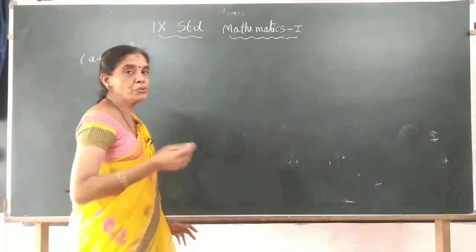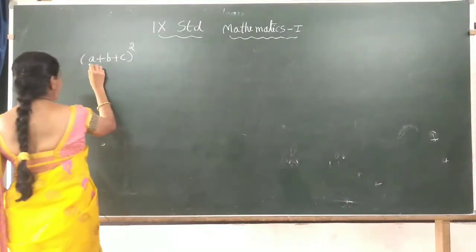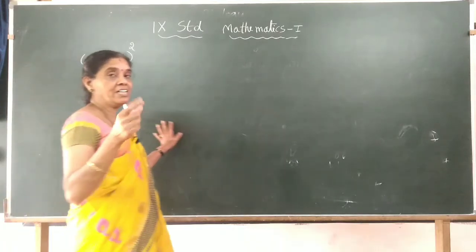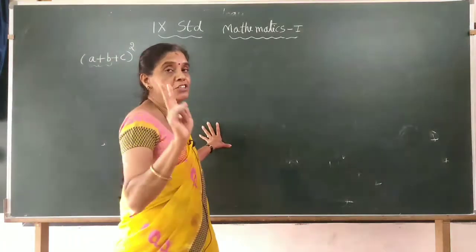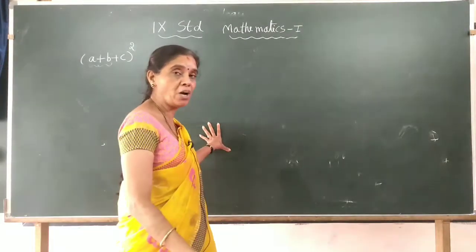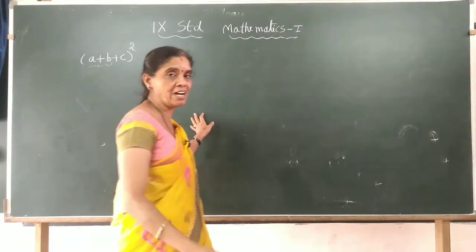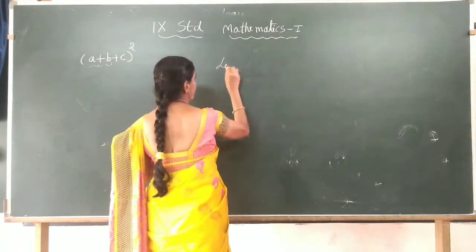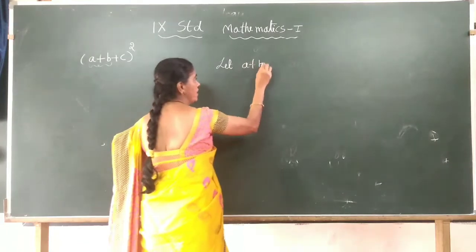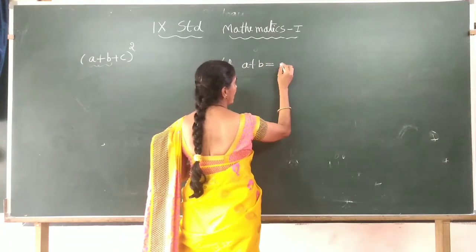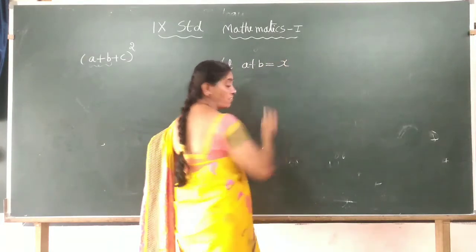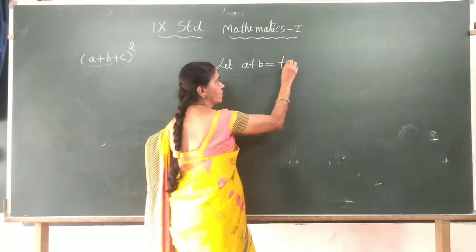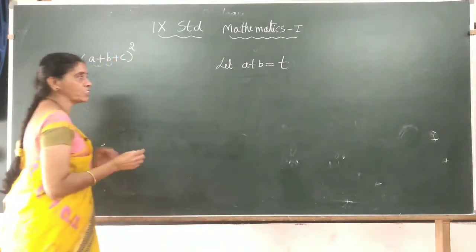Now what I will do, I will take a plus b as one single term, because I know only the identity of two terms, the square of a binomial. I will use it to get the answer. So let a plus b be equal to, say, x. X you will get confused, so T I will take. Let a plus b is equal to t.